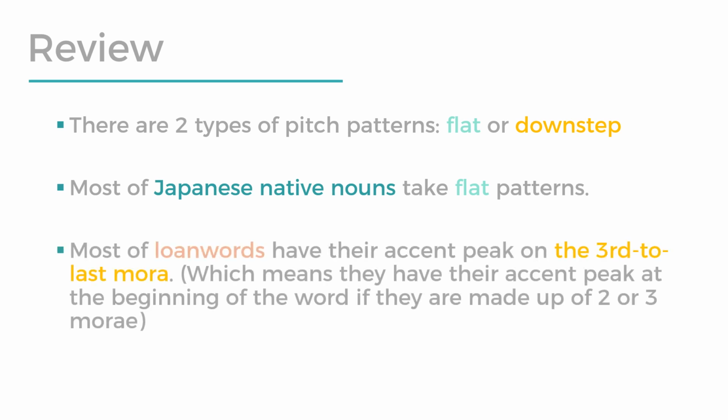Most loanwords have their accent peak on the third to last mora, which means if they are made up of 2 or 3 morae, they have their accent peak at the beginning of the word, then the pitch falls right after. That's it for today.